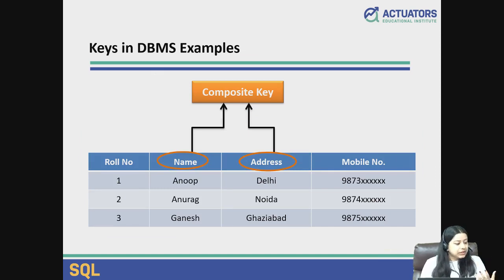Next is a composite key. So what is a composite key? If you are using two columns or attributes to make a single primary key, we can do that. For example, I'm using name and address to make a primary key. We call it a composite key. Generally, this is not something that we do in real life. But in extreme situations, if we want to, we can make two or more columns a primary key. We can combine them and make a primary key. It's called a composite key.